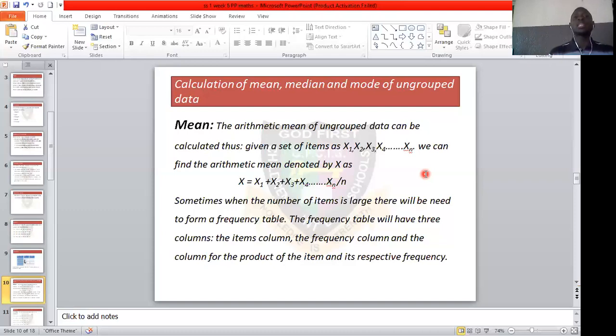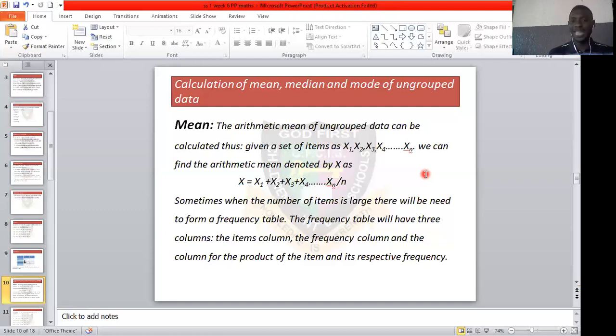But furthermore, sometimes when the number of items is large, we can have larger numbers and not just numbers you can easily count. So when the number is large, there will be need to form a frequency table. I already told you how to prepare your frequency table. In the frequency table we have 3 columns: the item column, the frequency column, and the column for the product of the item and its respective frequency.